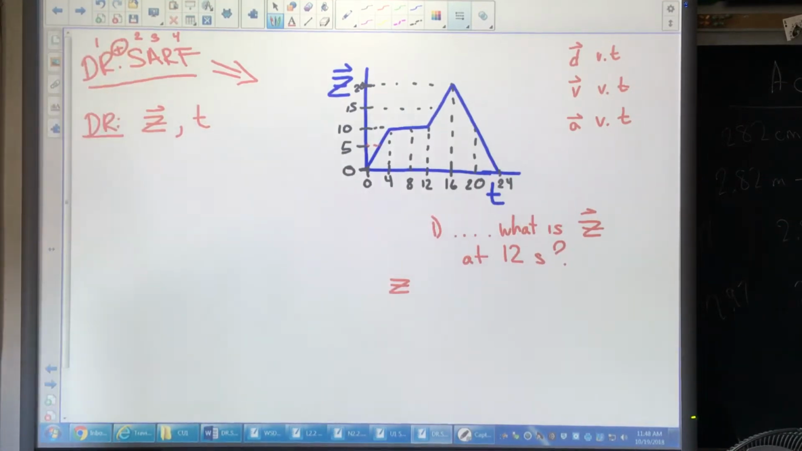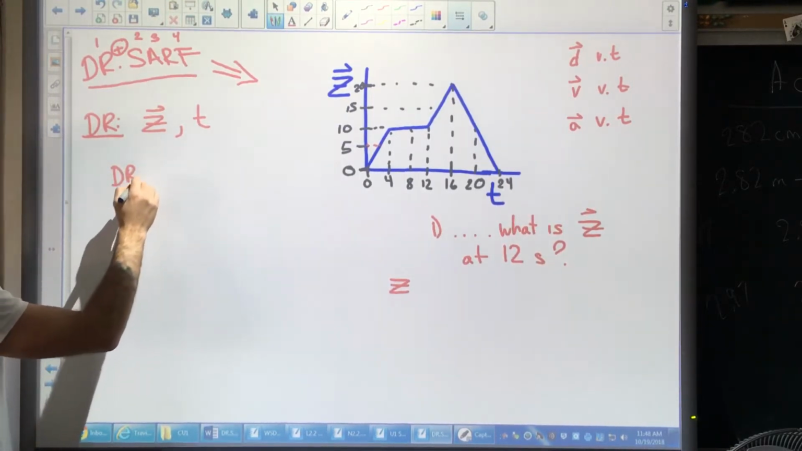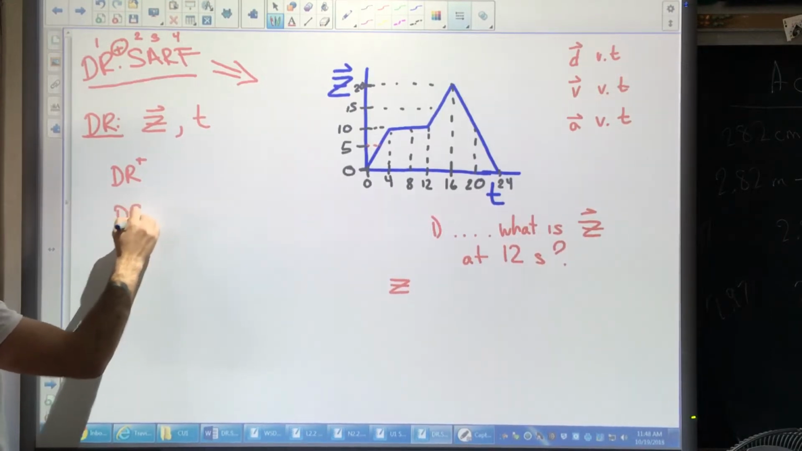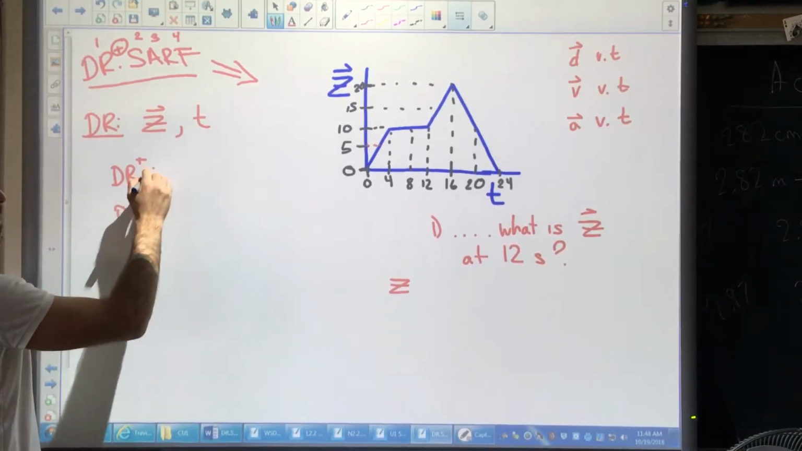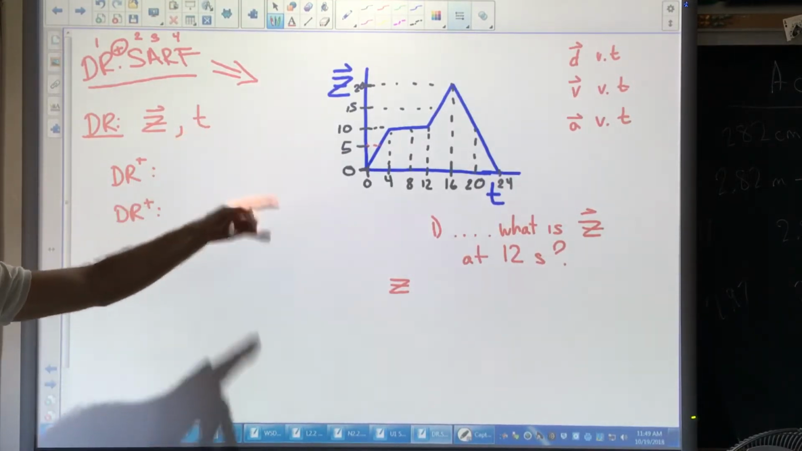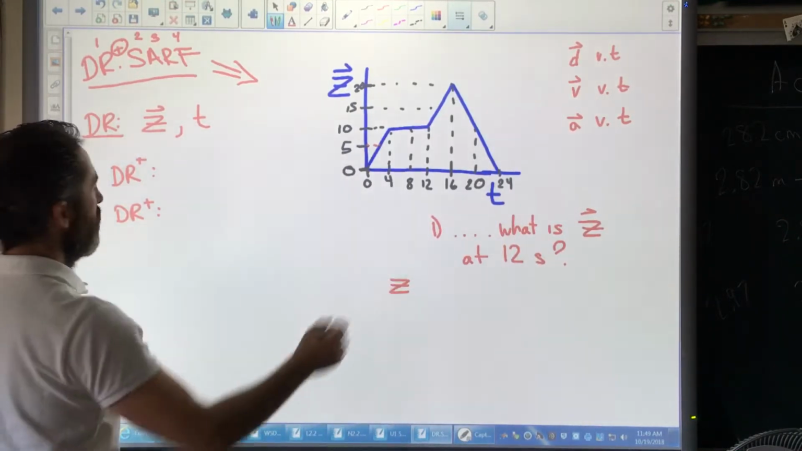Fine. Now we also have this little loose. That's because direct read's a little more versatile than just looking at the axes. Direct read has a couple of subroutines. Direct read plus and direct read plus. Here they are. They are still based on just reading the axes. It's still something about Z or T. However, we can do a little more than just find Z at 12 seconds.